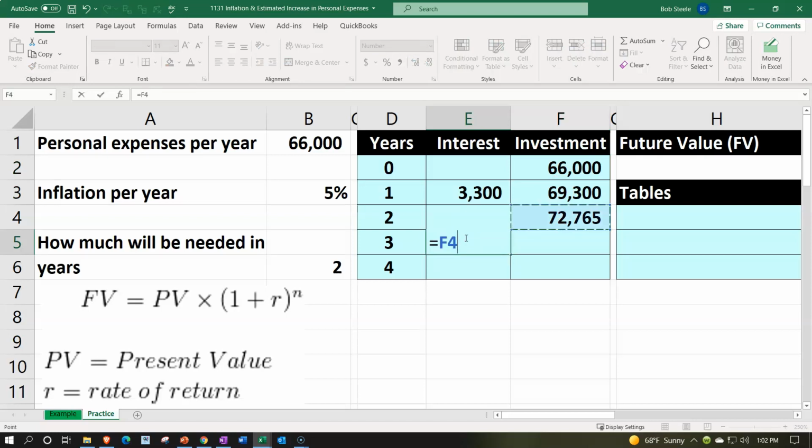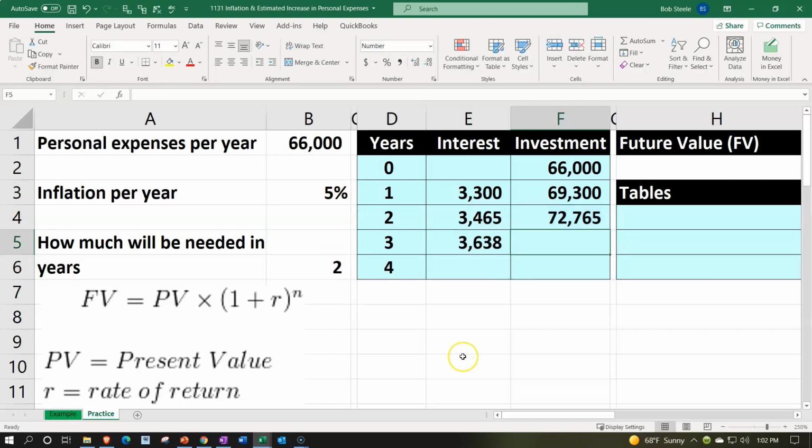This is going to be equal to the 72,765 times the 5%, left, up. Now it's going to be another 3,638. This is going to be equal to the 72,765 plus the 3,638. And now it's going to cost us 76,403 to get the same amount of stuff, which way back in period 0 cost us the 66,000.